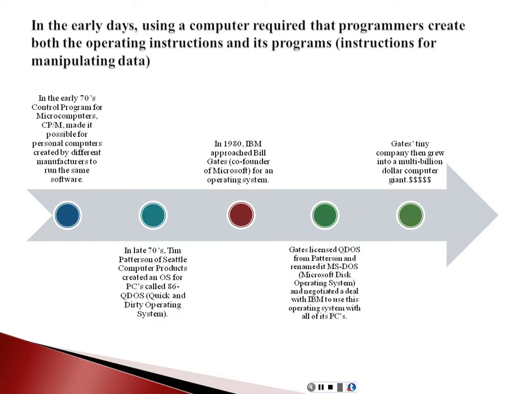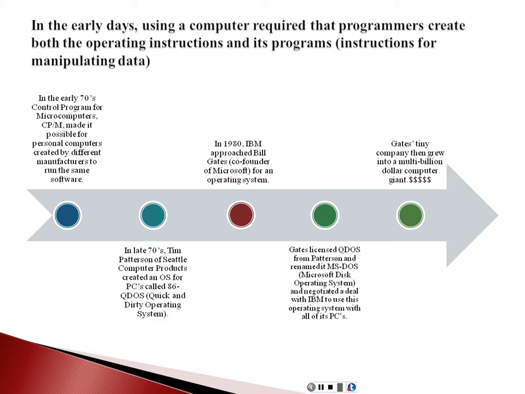So this is a brief timeline of how we or where we are today. In the late 70s, there was an individual named Tim Patterson, who lived in Seattle, worked for Seattle Computer Products, and he created an operating system for PCs called 86QDOS, and this stood for Quick and Dirty Operating System.